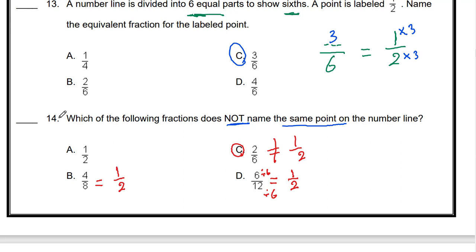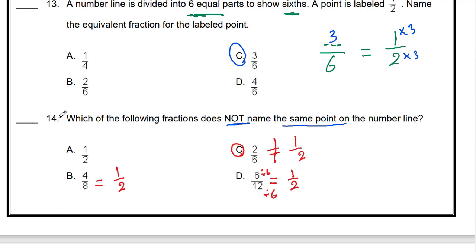I have a problem. Yes, Muhammad. It says, which of the following fractions does not name the same point on the number line? How will I know which one if all the denominators are different? Okay, on the number line, equivalent fractions name the same point. So we need to find which one is not equivalent to the other fractions. So the odd one here, the one that is not equal to the other 3, is 2 sectors.